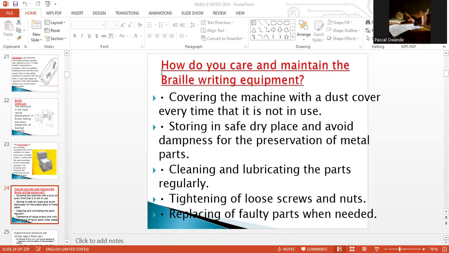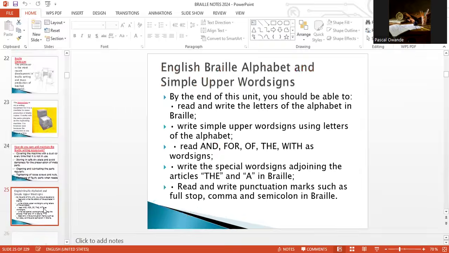We can also store the machine in a safe, dry place to avoid dampness for the preservation of metal parts. Cleaning and lubricating the parts regularly. And of course, we clean using turpentine, and we also have a special grease for it. Tightening of loose screws and nuts, and then replacing of faulty parts when needed. So this is just basic maintenance and care for the Braille writing equipment.